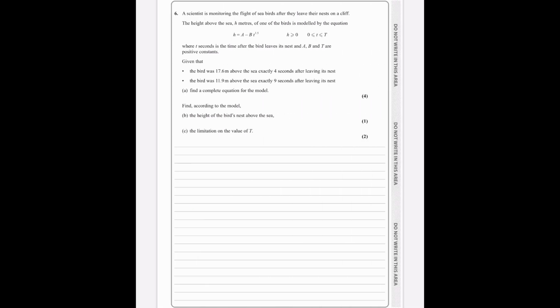Question number 6. The flight of the seabirds. So it gives us 2 points in time, after 4 seconds and 9 seconds, in their heights. So I'll start by plugging in t to be 4 and h to be 17.6.